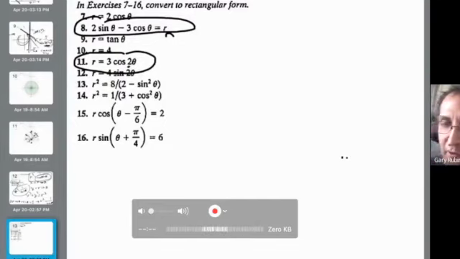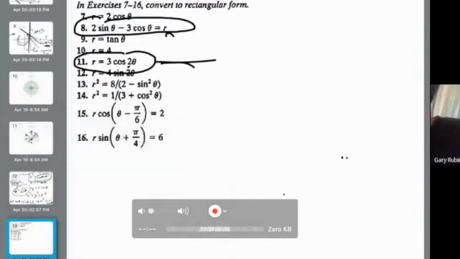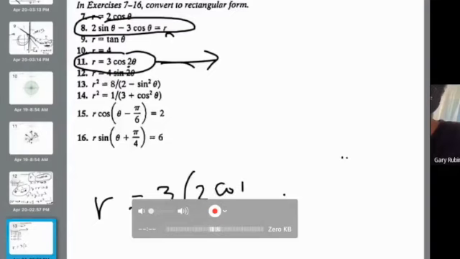Yes, Riley says double angle formula. And on cosine 2 theta, there's actually 3 double angle formulas for cosine 2 theta. I don't think it would matter which one you used. Let's say I just wanted to use the r equals 3 parentheses 2 cosine squared theta minus 1 version of it.